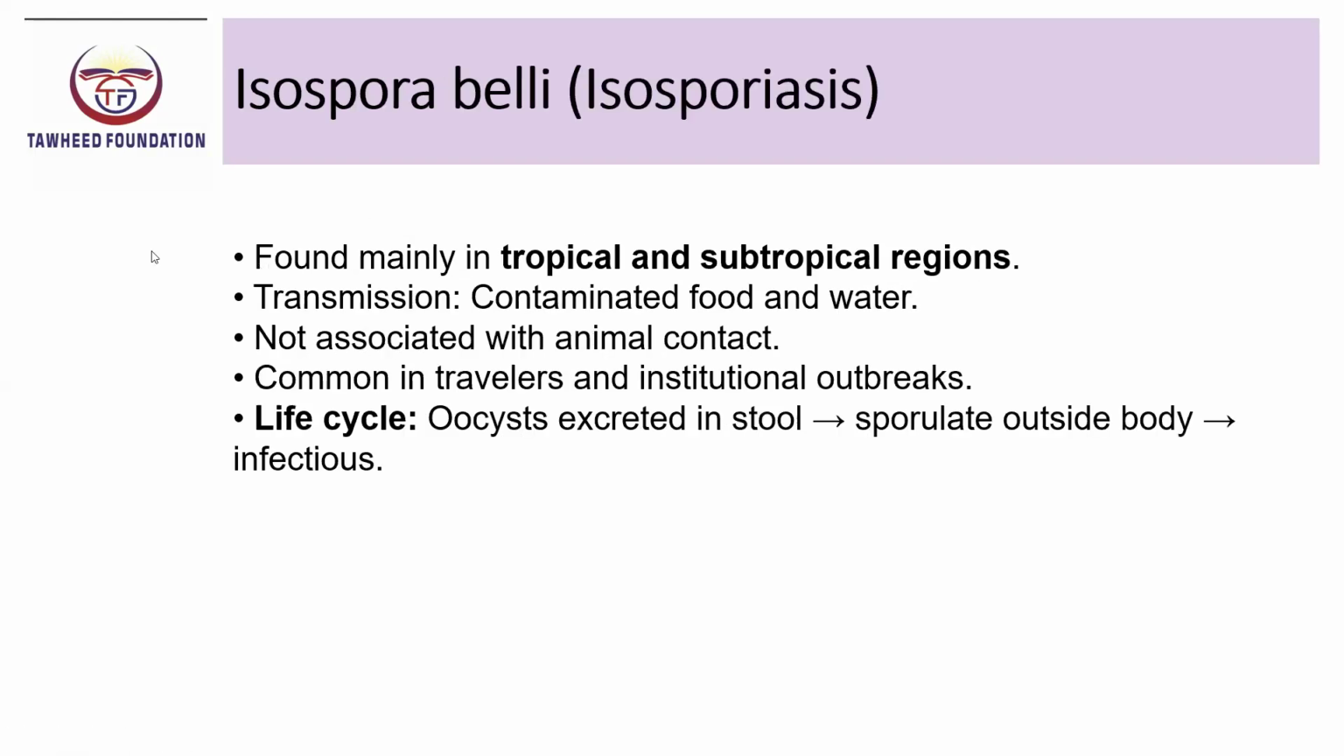Next is Isospora belli, which causes isosporiasis. Like Cryptosporidium, Isospora belli has been implicated as a cause of diarrhea in institutional outbreaks and in travelers, and has also been linked with contaminated water and food. Isospora appears to be more common in tropical and subtropical climates and in developing areas including South America, Africa, and Southeast Asia. Isospora has not been associated with animal contact.